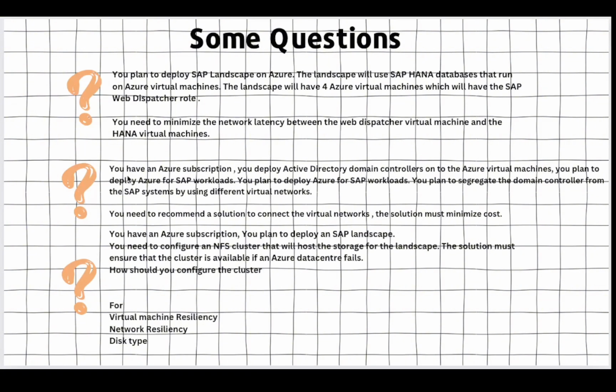The second question, you have an Azure subscription. You deploy Azure Active Directory domain controllers on the Azure virtual machines. You plan to deploy Azure SAP workloads. You plan to segregate the domain controller from the SAP systems by using different virtual networks. You need to recommend a solution to connect virtual networks, and this solution should also minimize costs. So we can use simple virtual network peering. Virtual network peering will allow you to connect different virtual machines seamlessly across virtual networks. Virtual network peering is a cost-effective and efficient solution for connecting networks within the same region.